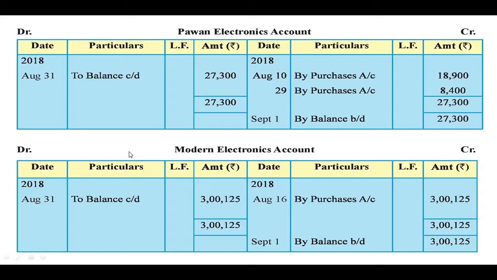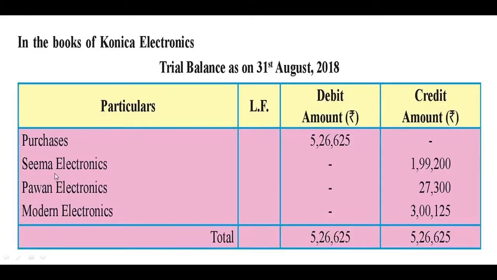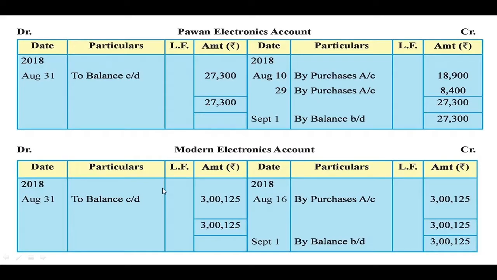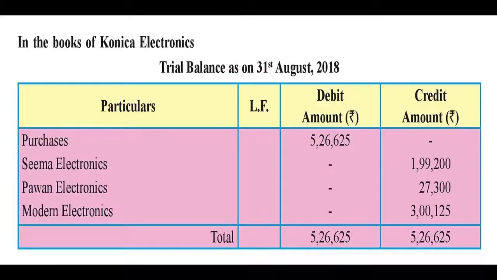Then Pawan Electronics, 27,300. Here the closing balance is recorded on the debit side. So in the trial balance, Pawan Electronics is recorded in the credit amount column, 27,300. The last supplier is Modern Electronics. The amount is rupees 3,125,000. This will be recorded in the credit amount column. Then we have to take the total. It should be equal.